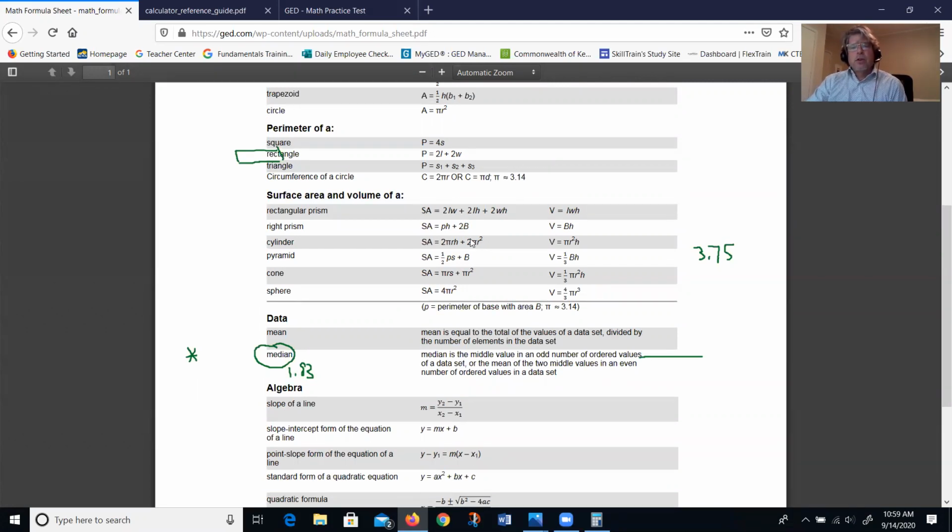So we don't need that part of the formula. We just need to know the 2 pi RH. So that's going to be the formula we end up using here. And notice that they say pi is 3.14. So if we use this formula, we've got to be using 3.14 for pi.